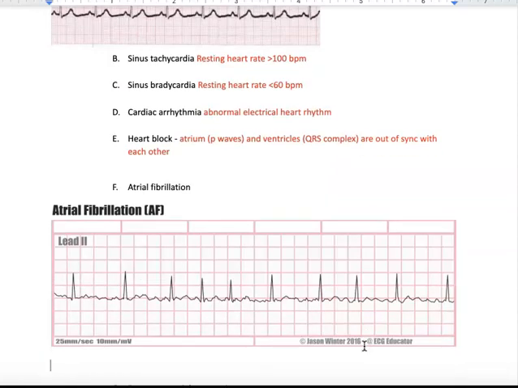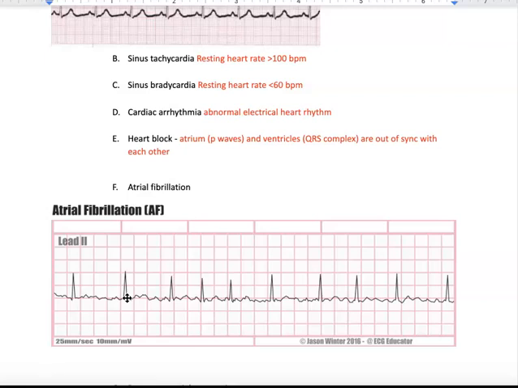Okay, heart fibrillation. Atrial fibrillation is when the atria are kind of quivering. They're not sending blood efficiently. They're not contracting efficiently. So you see a bunch of P waves in here, and you kind of can't distinguish the difference between a P wave and a T wave. Atrial fibrillation is not that uncommon.